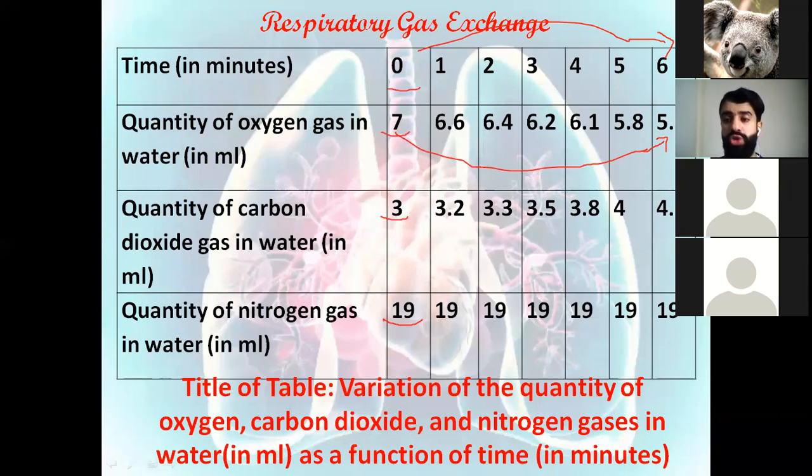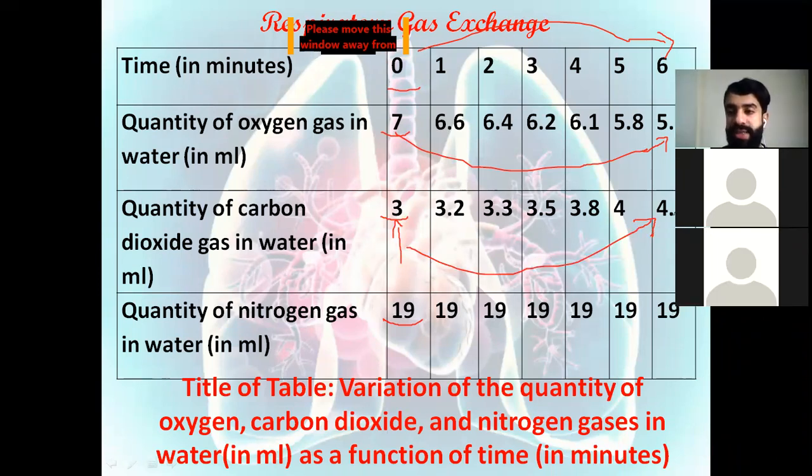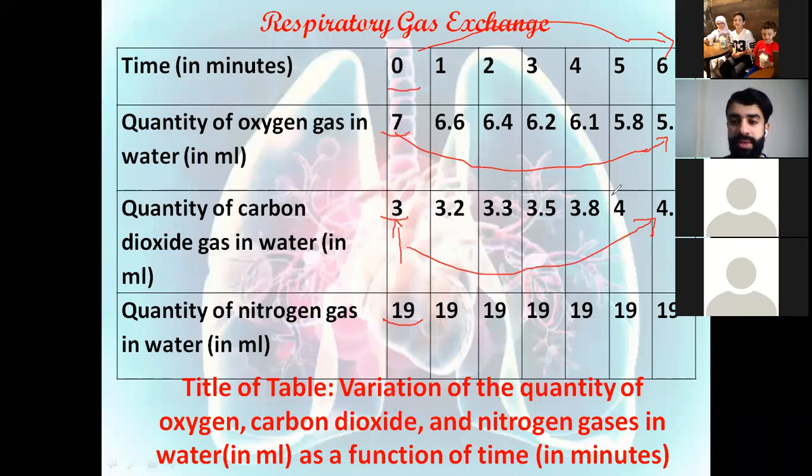Let's move now to carbon dioxide. The carbon dioxide at the beginning, at time zero, was 3. At the end, it increases to 4.1. So what does this mean? Let's see, raise your hands. Yes, Zainab. The quantity of carbon dioxide increased. What does this mean? It is releasing carbon dioxide. Very good. Thank you. And here's a bonus point for Zainab.